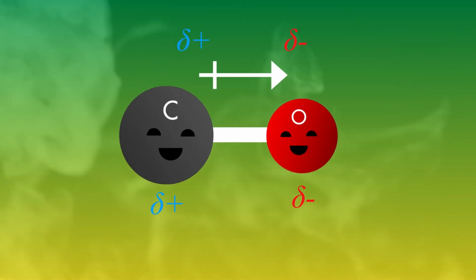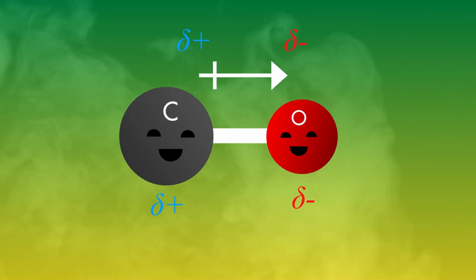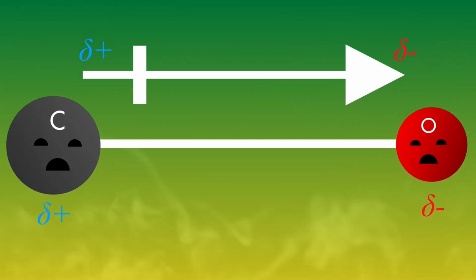This intermediate case is called a polar covalent bond because charge separation causes an electrical dipole. In this case, the partial charges are on the two atoms on opposite sides of the bond. Later in the course, we'll see how these individual bond dipoles can contribute to an overall polarity for the entire molecule.